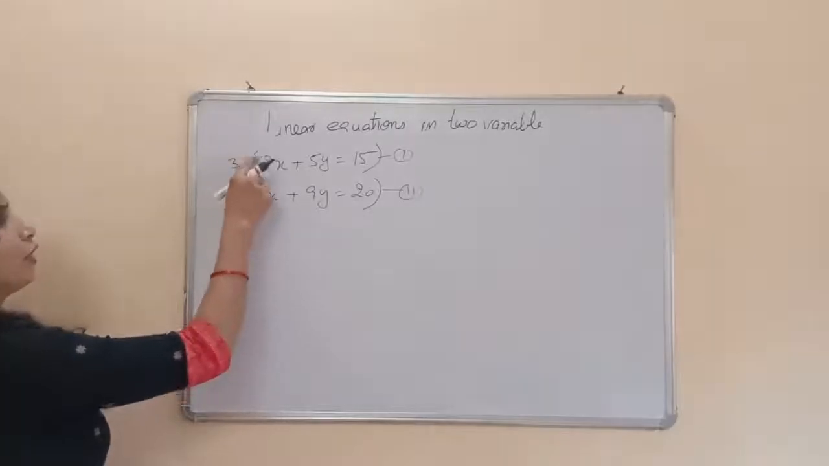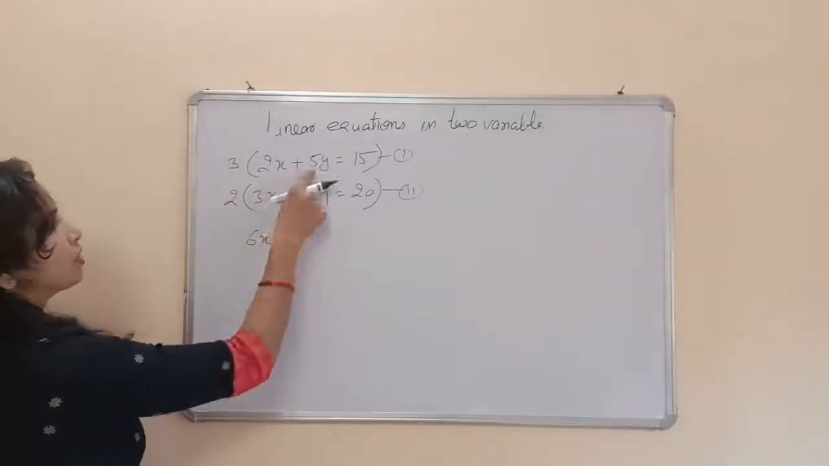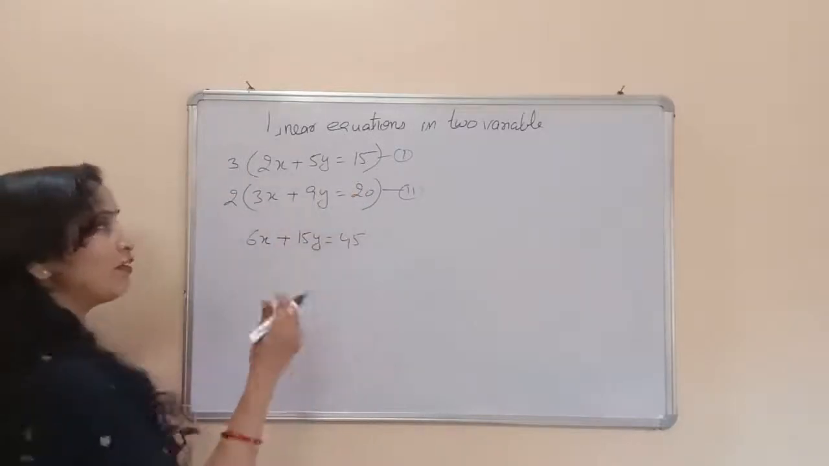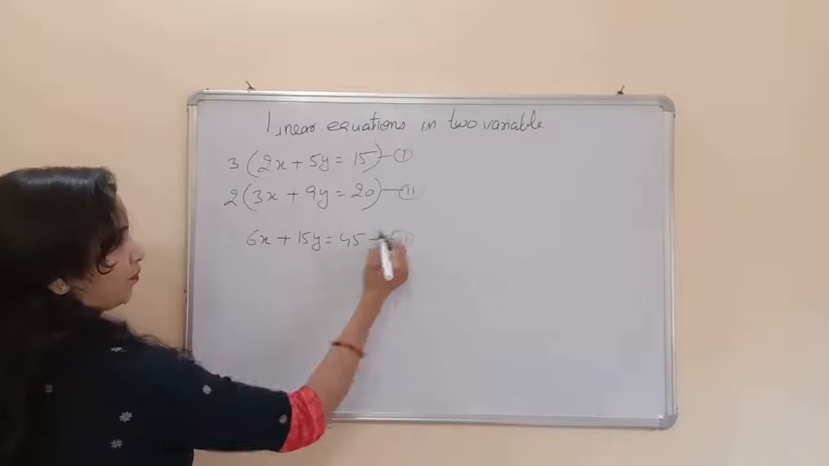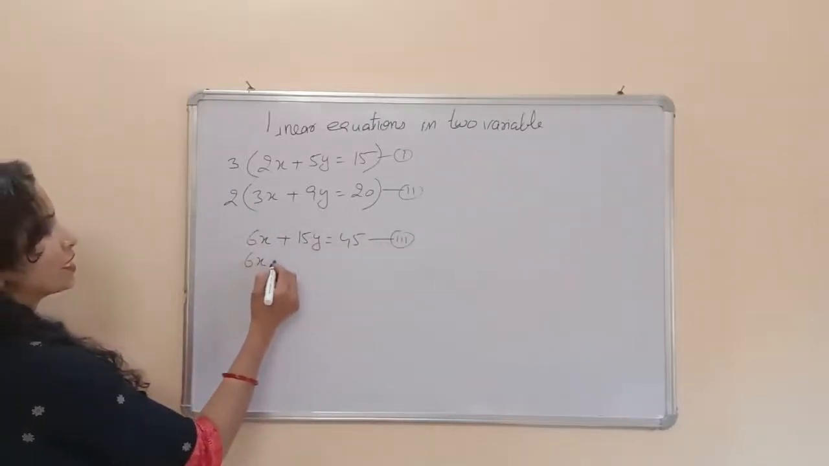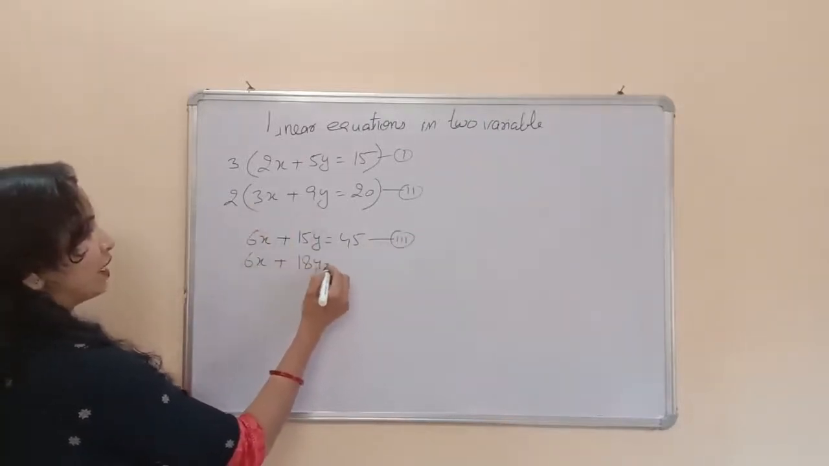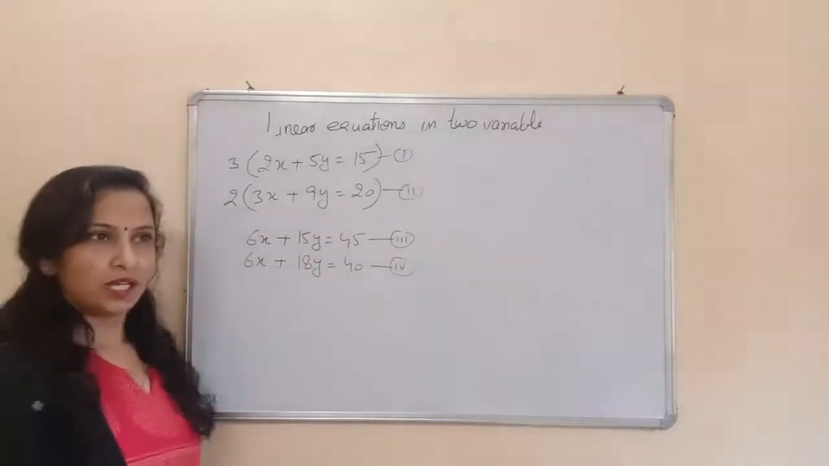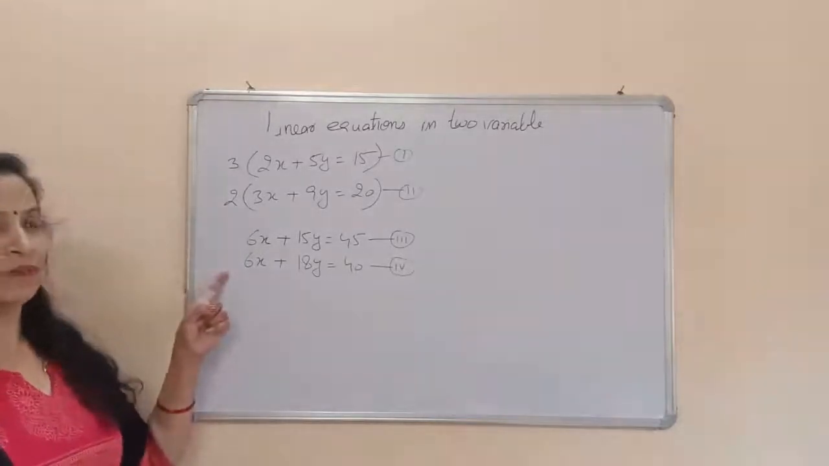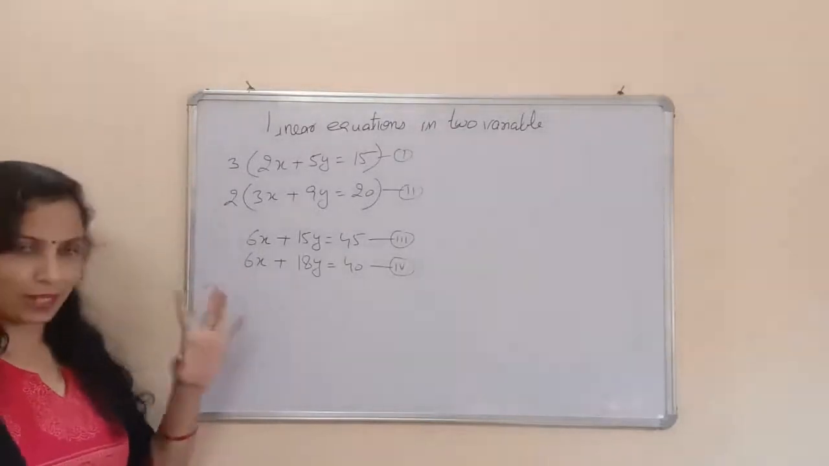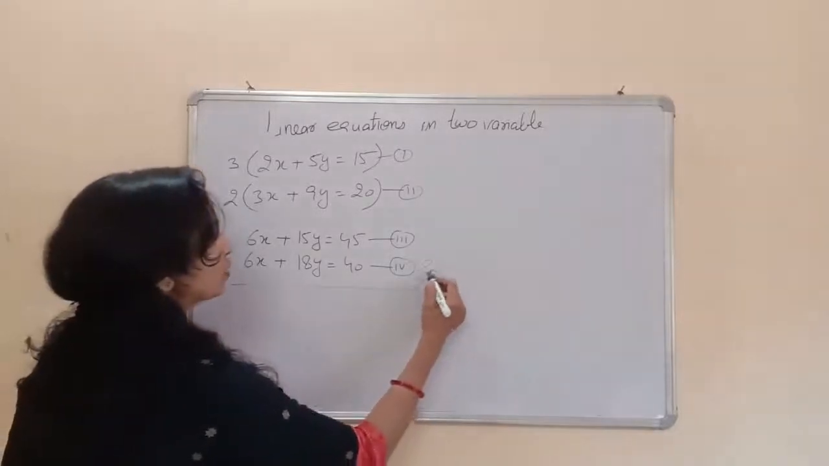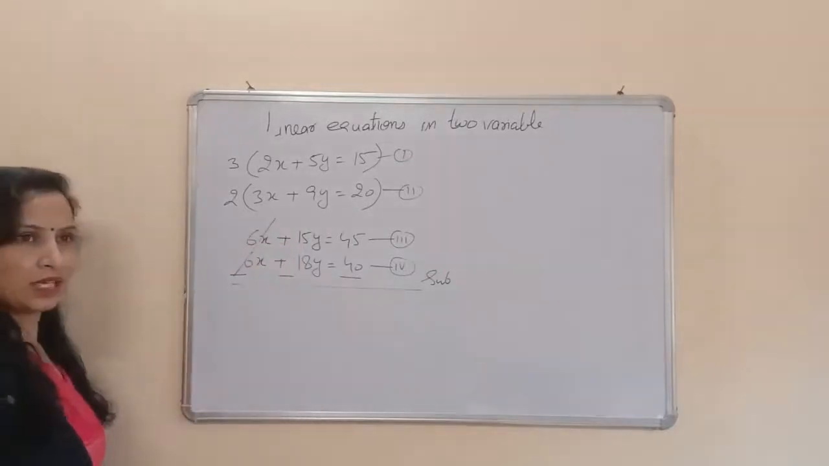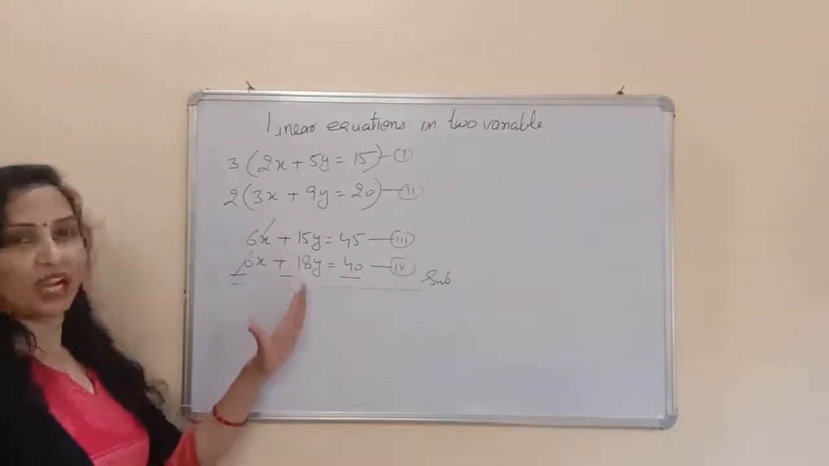And then after multiplying by 3, it is 6x plus 3 5s are 15y is equal to 15 3s are 45. So it will be the third equation. And in this case it will be 6x plus 9 2s are 18y is equal to 40. This is equation 4. Now again in this part both the x are same. So if we subtract the equations, we have to change the sign, and so we can find the value of y here.